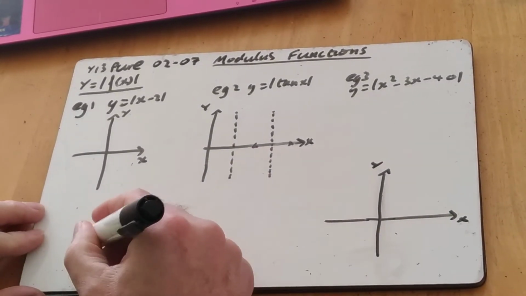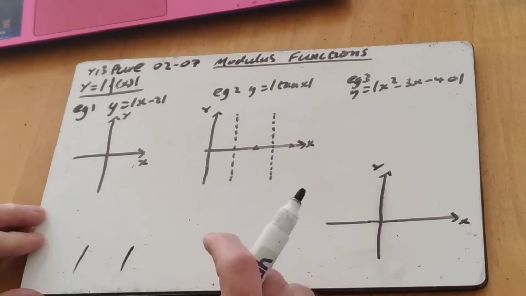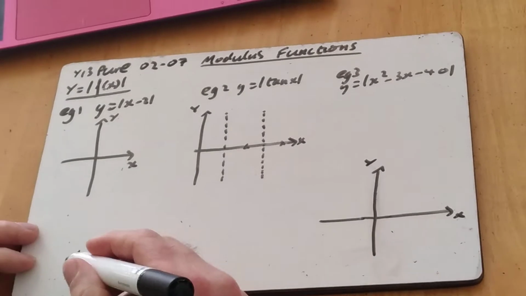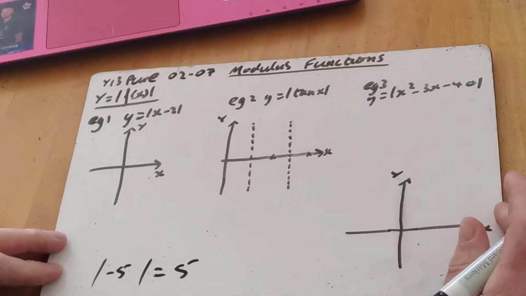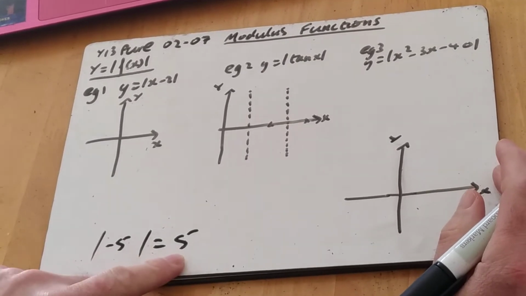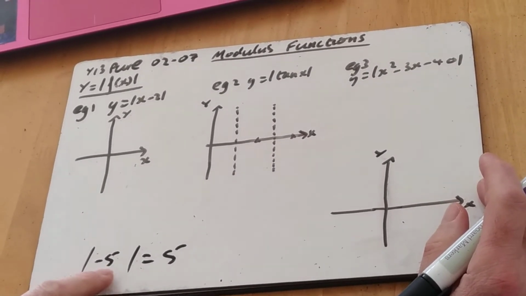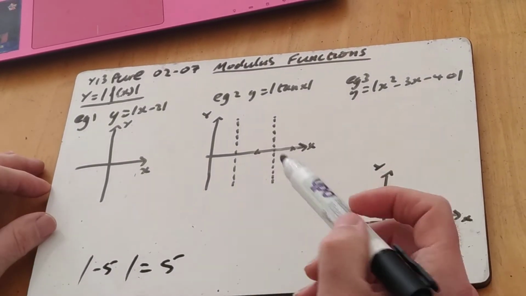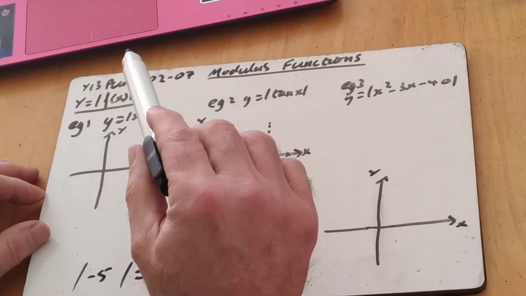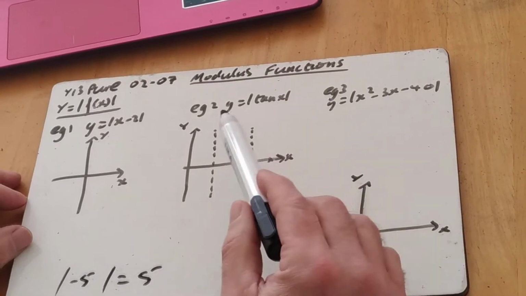It's where we write something like a number, a value, an expression between these two lines like this, and we basically ignore the minus sign of it and make it positive. Obviously, if there's a zero in there, we'd end up with zero. So let's have a look at how we would draw modulus, or what are called mod graphs.